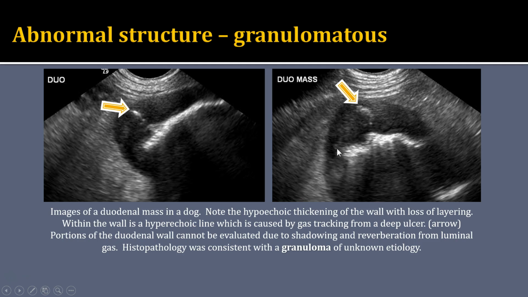Here's another image of the same duodenum. Wall here is thickened, hypoechoic, no layering. This patient also has kind of an ulcerative lesion in the mucosa. You can see this little crater and some gas tracking from deep ulceration. This granulomatous etiology was unknown. They didn't see fungal and were unsure why it happened.